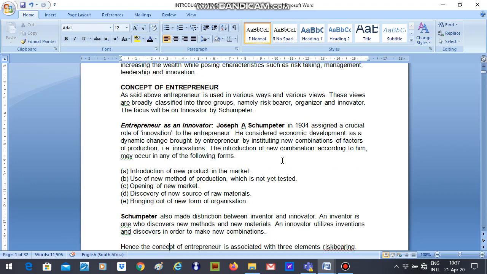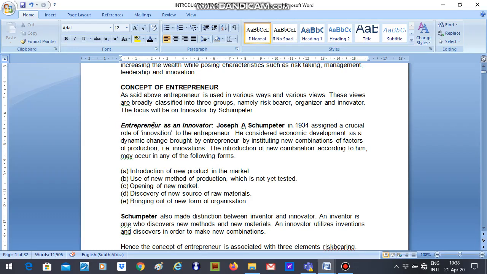The concept of entrepreneurship is divided into three groups, namely the risk bearer, organizer, and innovator. But we'll focus on innovator, which is a concept generated by Joseph Schumpeter. And it is all about innovation. It's talking about innovation using new combinations of factors of production, which will bring about innovation.